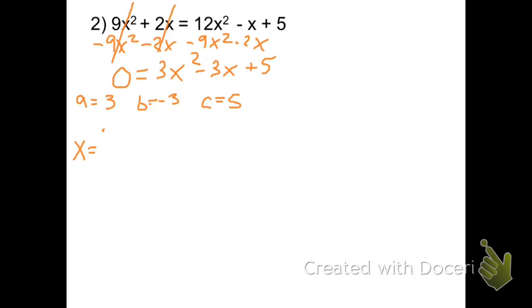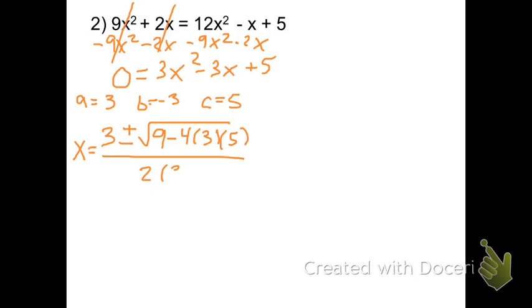So the opposite of b is 3, plus or minus the square root of b squared, so that's 9, minus 4a, 3, times c, 5, all over 2a, 2 times 3. Now, I'm going to simplify. So 3 plus or minus the square root of 9. Now, you don't do 9 minus 4 yet, because remember, the order of operations, you have to multiply first.